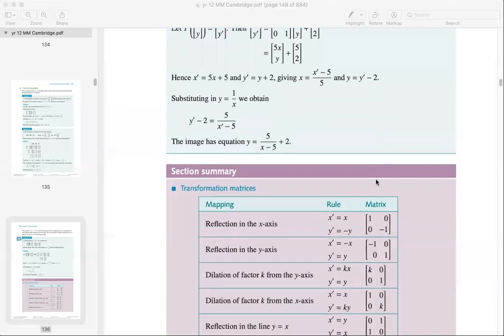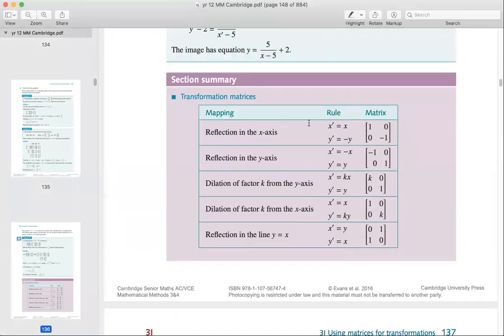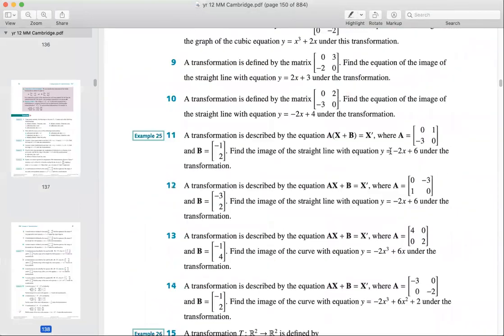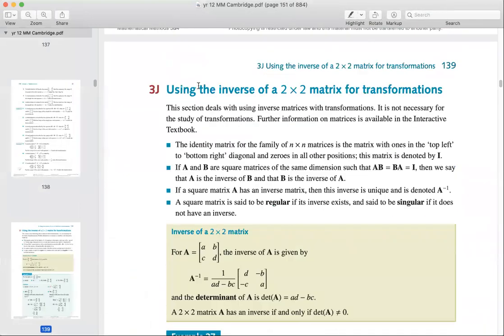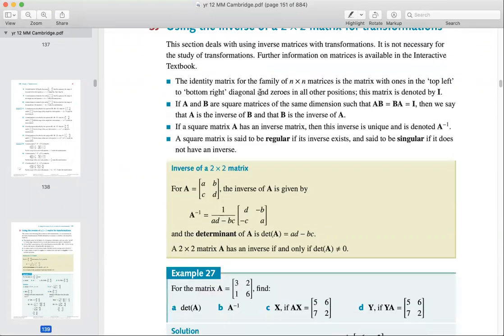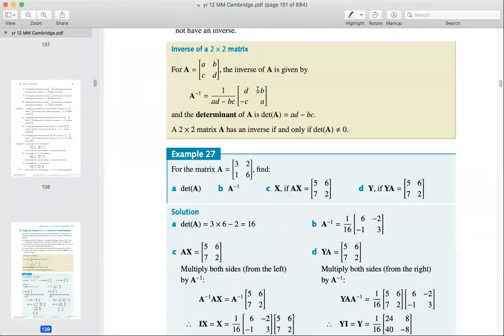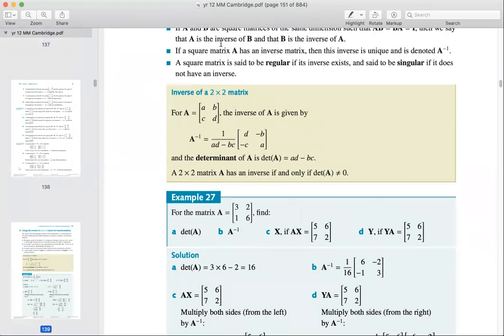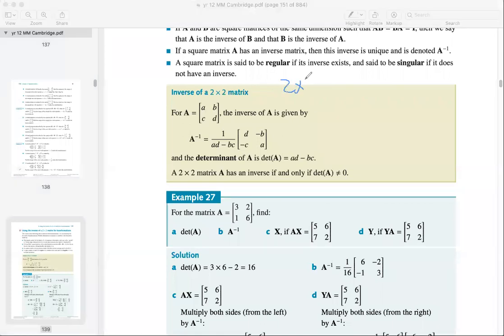And let's move on to this one, the section summary. You don't need to remember it, just make sure you can write the rules, then it's easy to write the matrix, okay? And the final one is using the inverse 2x2 matrix for transformations. This one is essentially similar to before, but they just make it organized and introduce some new concepts. Okay, first, inverse functions, inverse matrix, and for Math Methods we only do 2x2.